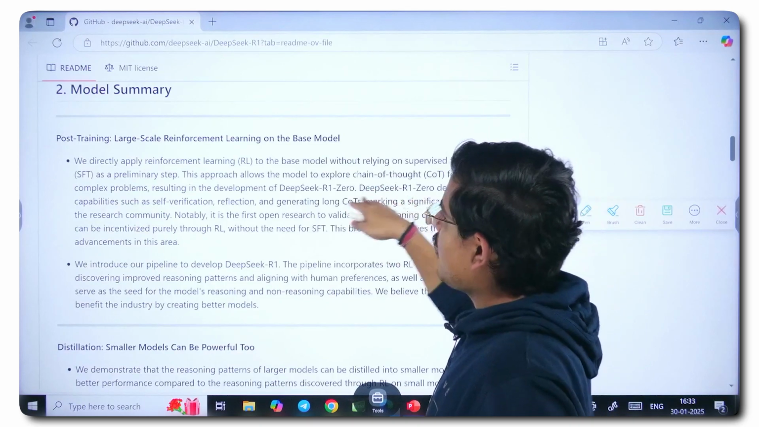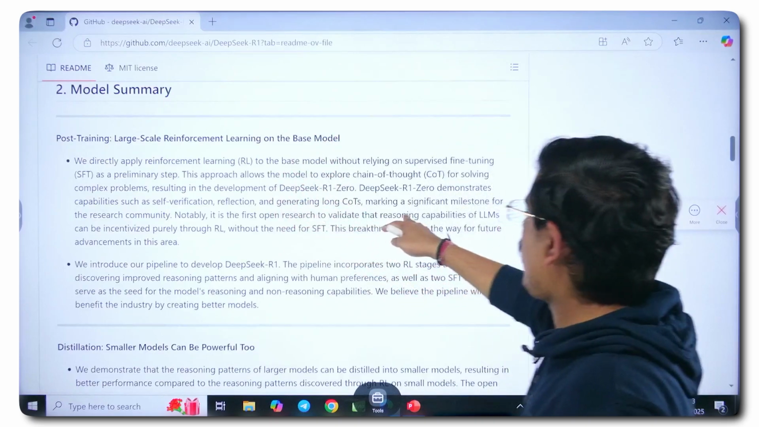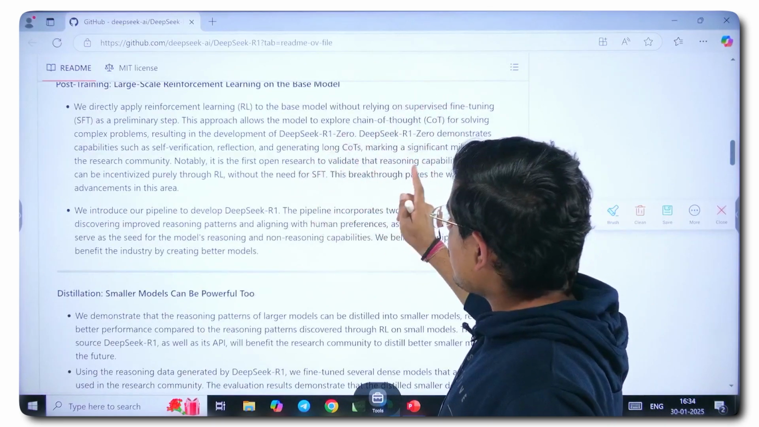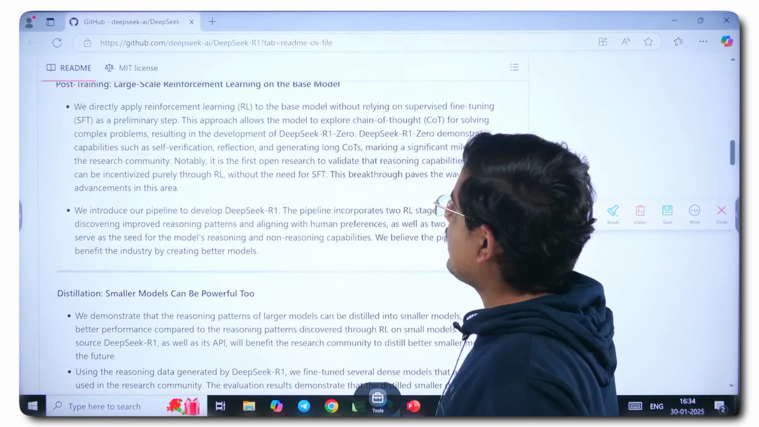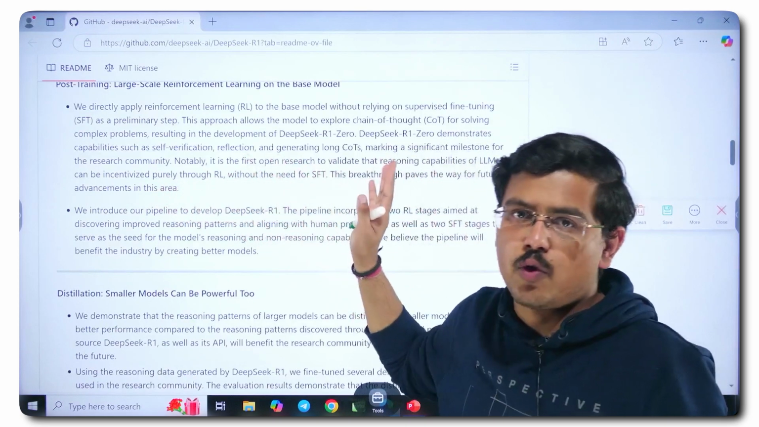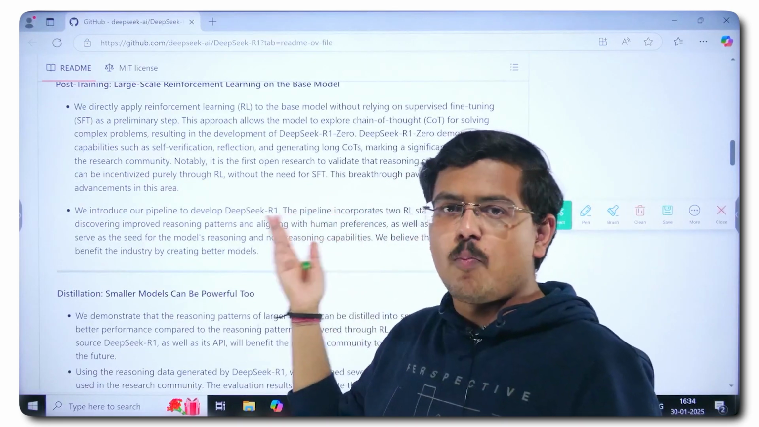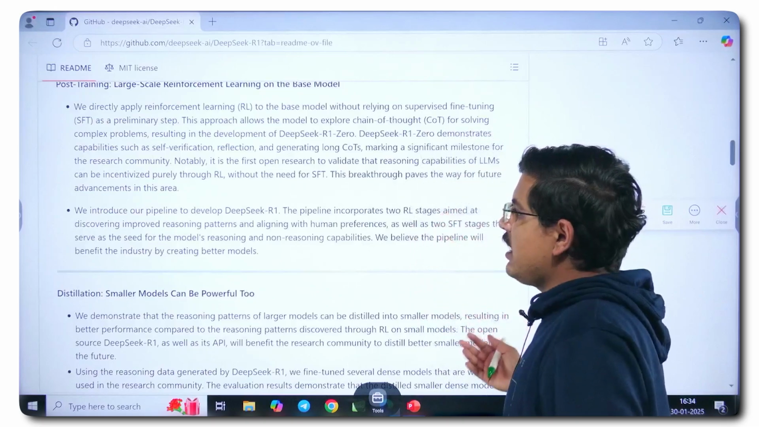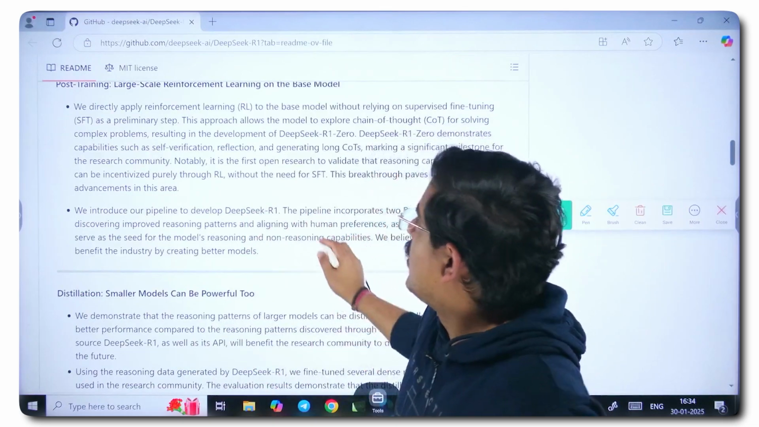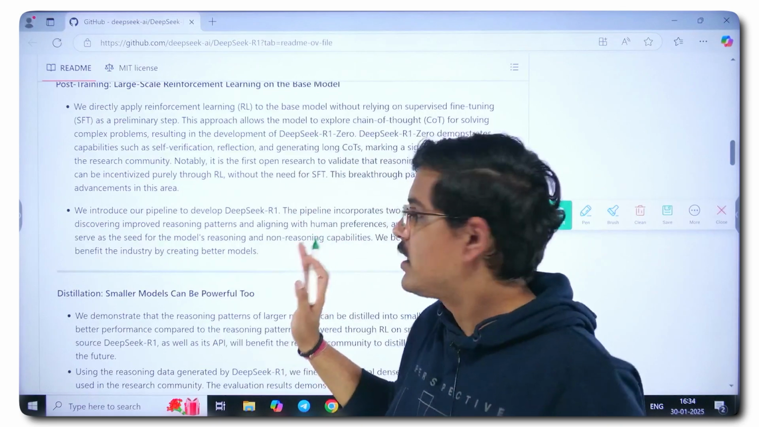Now, DeepSeek R1-Zero demonstrates capabilities such as self-verification, reflection, and generating long chain of thoughts, marking a significant milestone for the research community. Notably, it is the first open research to validate that reasoning capabilities of LLMs can be incentivized purely through reinforcement learning. Basically, what it's trying to say is that for any LLM, this is the first open research which claims that the reasoning capabilities can be incentivized purely through reinforcement learning without the need for SFT. They have eliminated the need of supervised fine tuning.